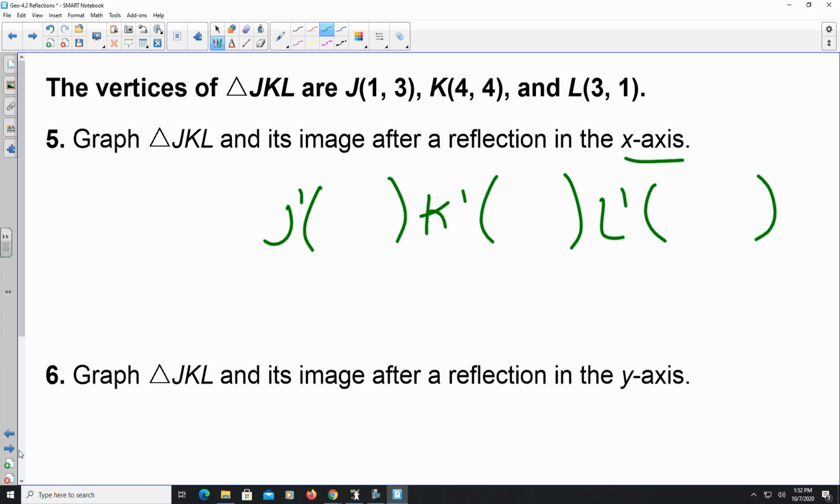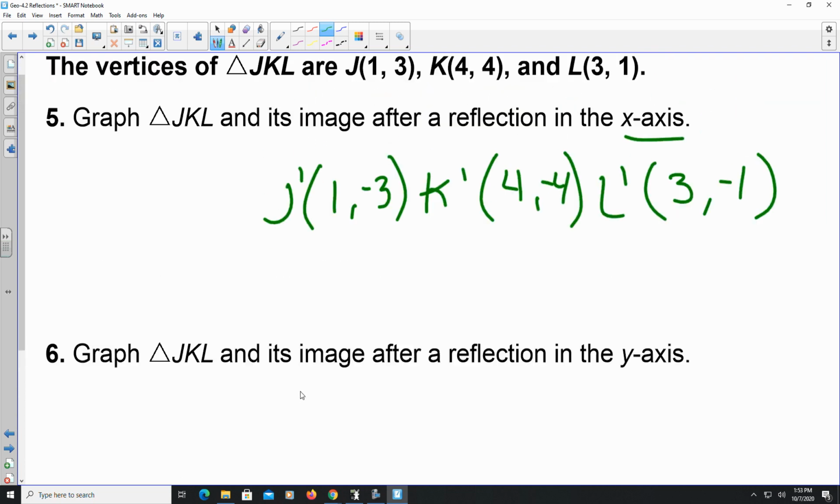So it was 1 in J, so J prime will stay 1. K was 4, that's going to stay 4. And L was 3, that's going to stay 3. What gets changed is your y coordinate, and it's going to be the opposite. So positive 3 for J, negative 3 for J prime. Positive 4 for K, negative 4 for K prime, positive 1 for L, negative 1 for L prime.